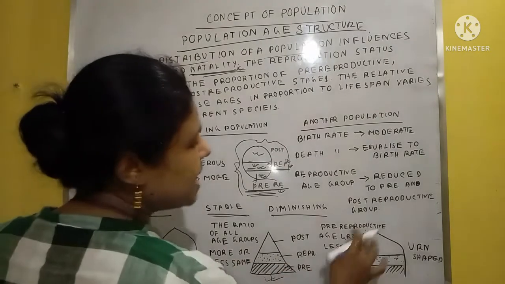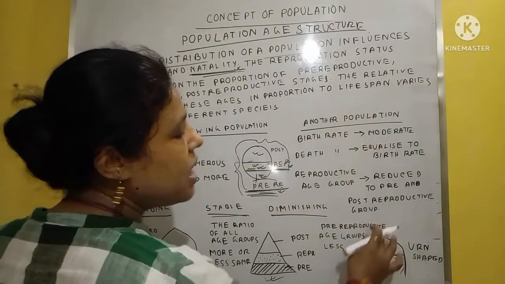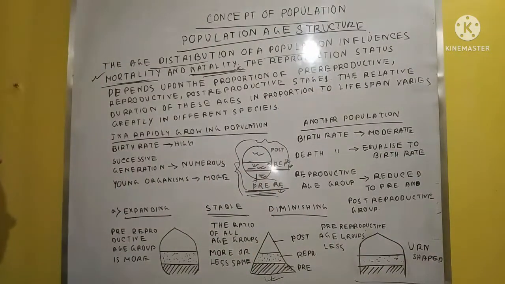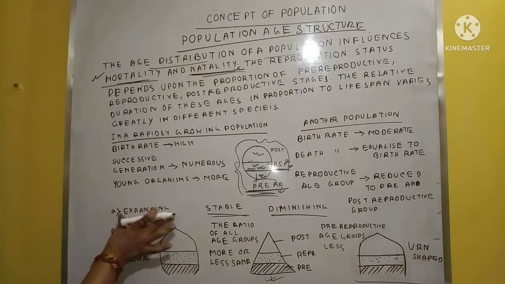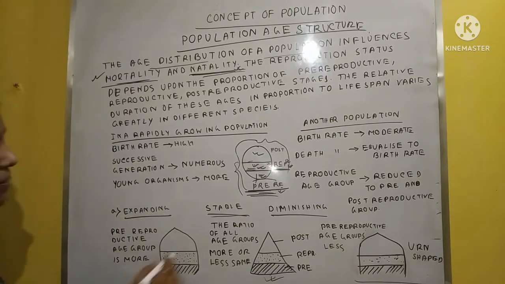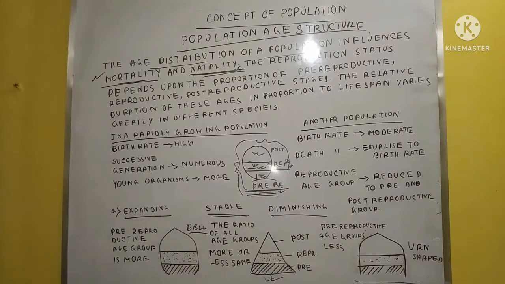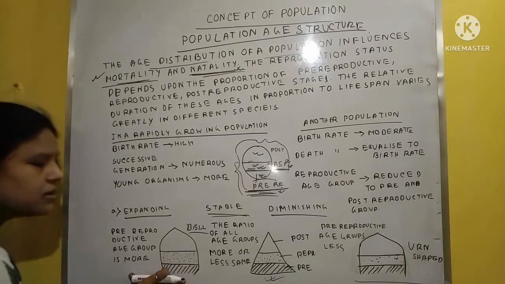But when we get this type of urn-shaped structure, this is called a diminishing population. Okay, and when the age group structure is expanding, in that case we will see the bell-shaped structure in the particular species.